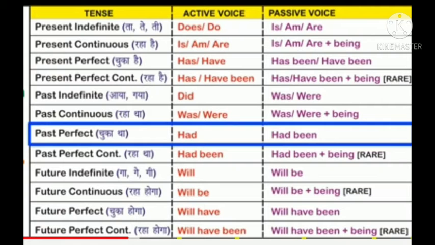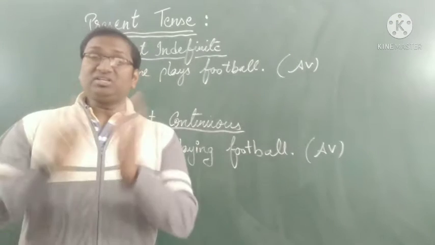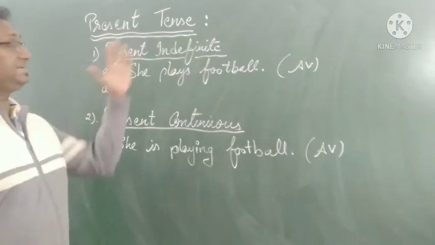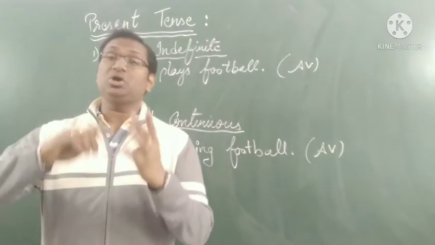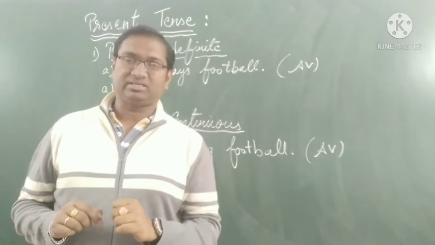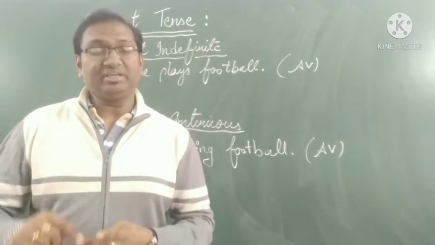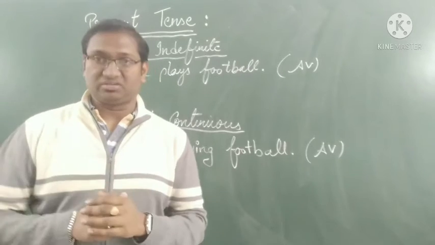One thing, children, you just remember that present perfect continuous active and passive voice is your rare sentence. Now the first tense we are going to start is the present tense. In present tense we are going to see all four categories of present: present indefinite, present continuous, present perfect and present perfect continuous.